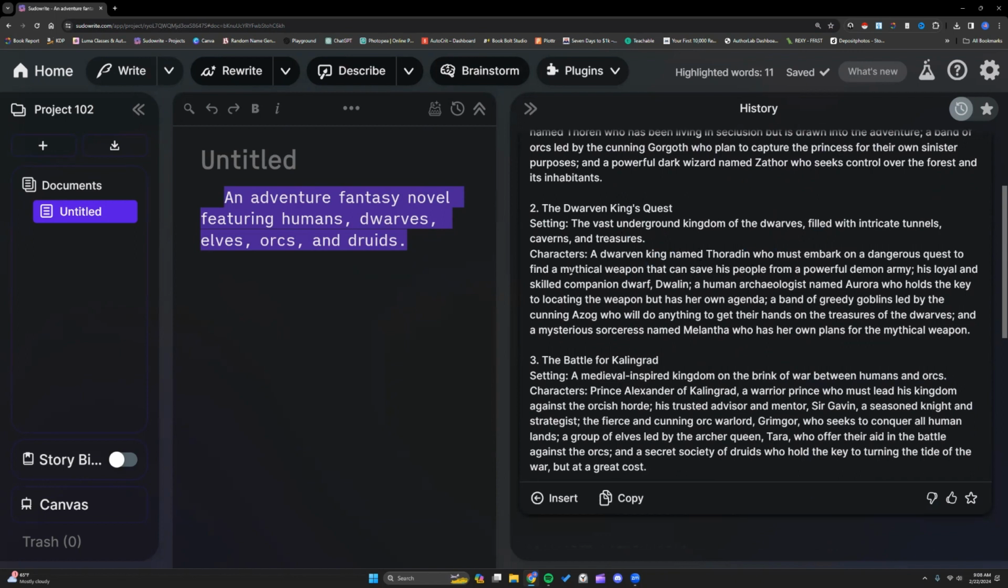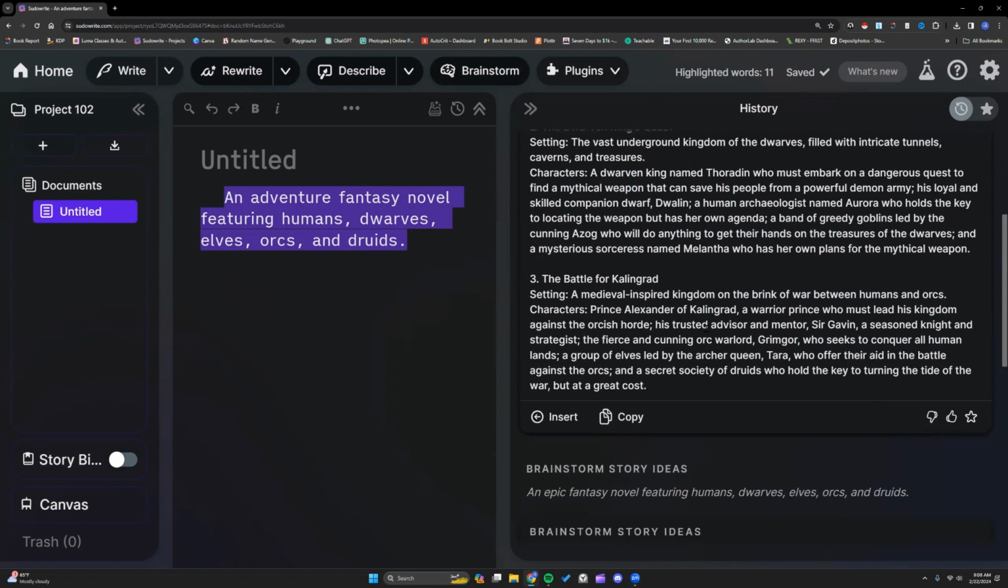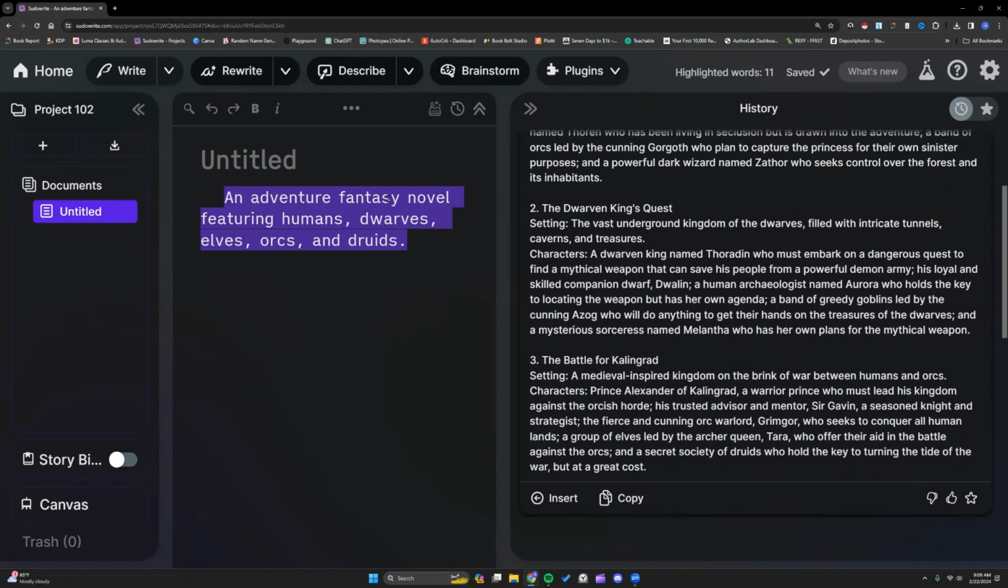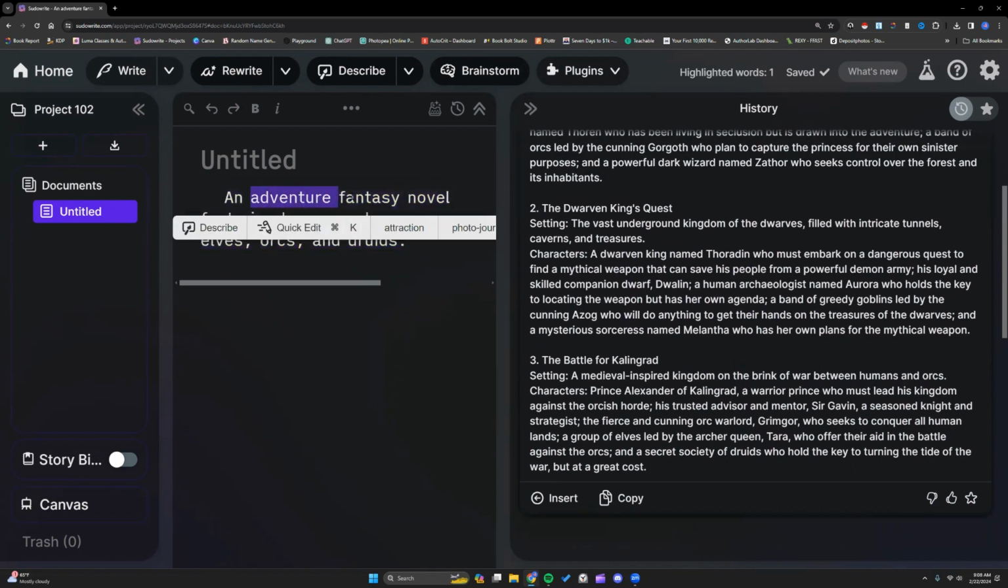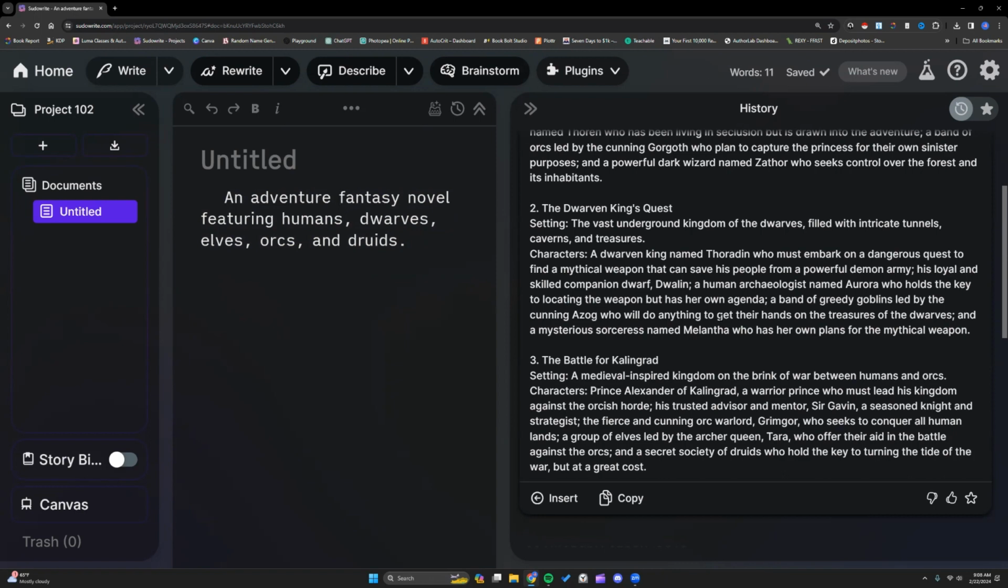Dwarven king looking for a mythical weapon. Okay, so these have much more potential to me. That shows you how important it is to watch your wording. So just changing from epic fantasy to adventure fantasy definitely made these more intriguing.